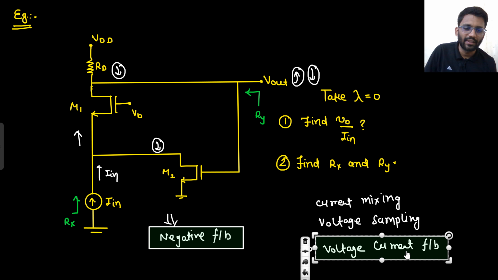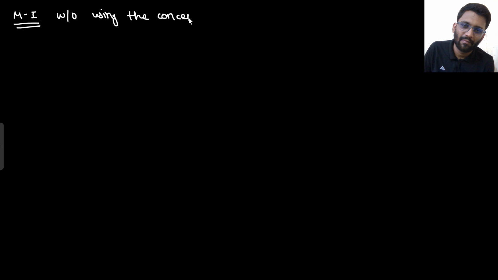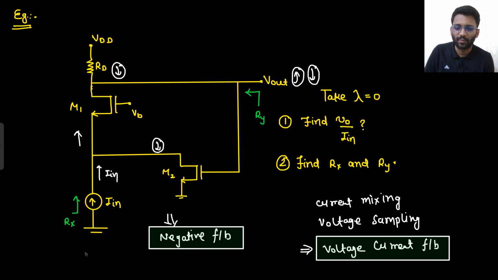Well and good. Now let's solve the question. The question was, you need to determine V node by I in and Rx and Ry. Two methods. Method 1. What is method 1? Without using the concept of feedback. Let's solve this particular problem.